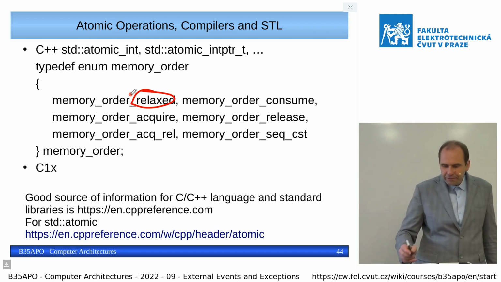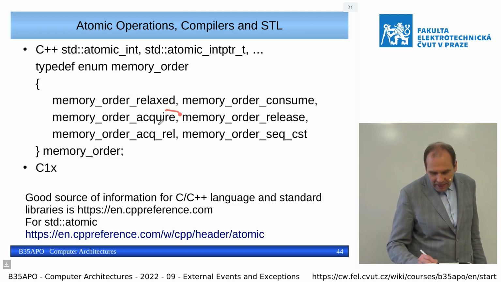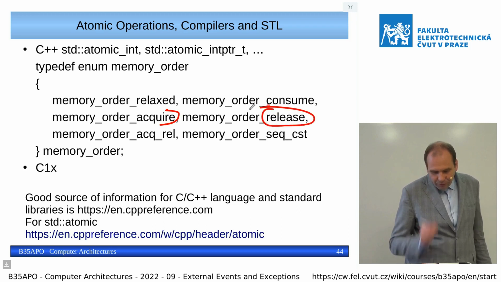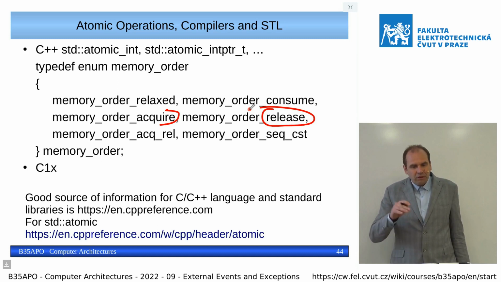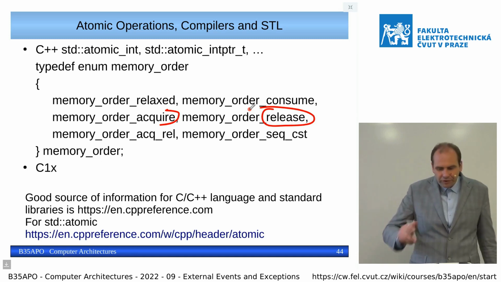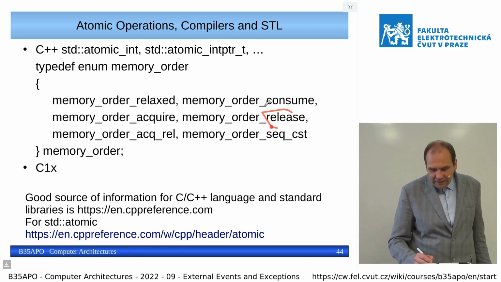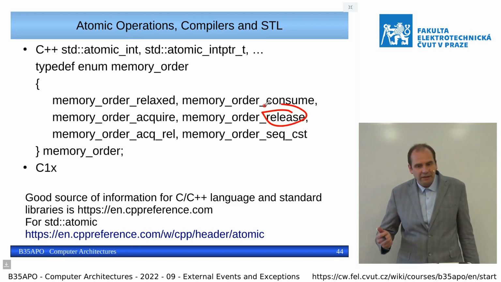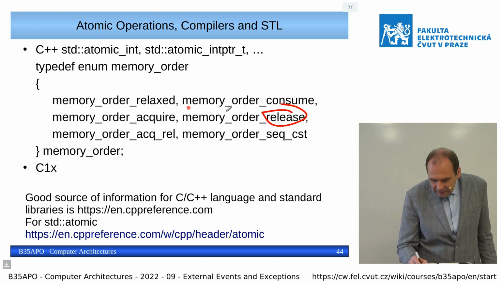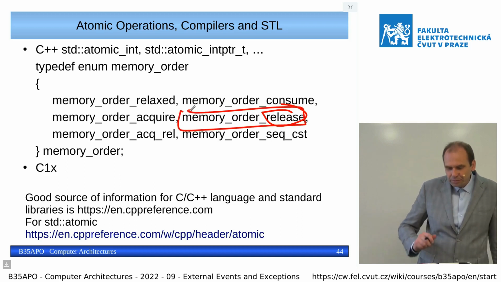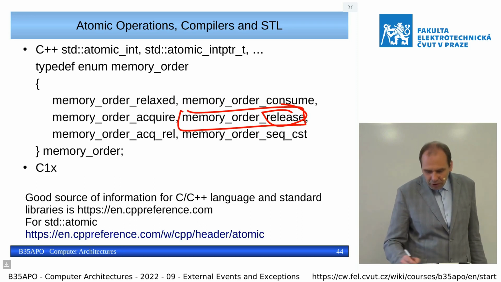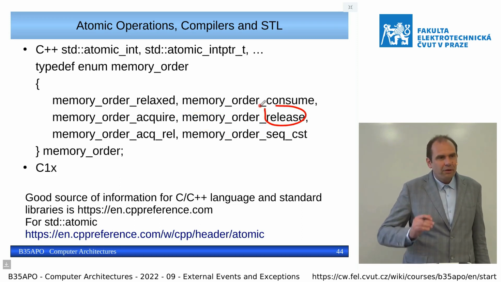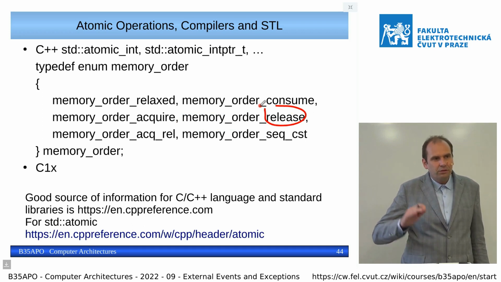Then you can have acquire and release. So basically, if you want, for example, to set up data, and then do an atomic write to some location which confirms that all those data are ready to be processed by another thread, then the last access to that variable, which confirms that data are ready, should be in the memory model release. This means now all preceding writes are ready for somebody else to see.